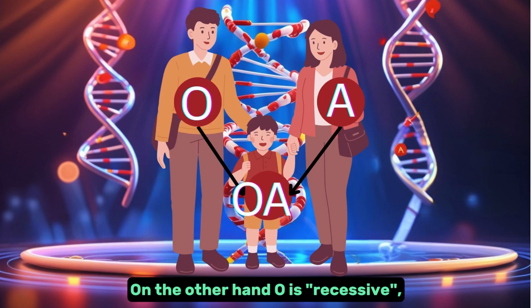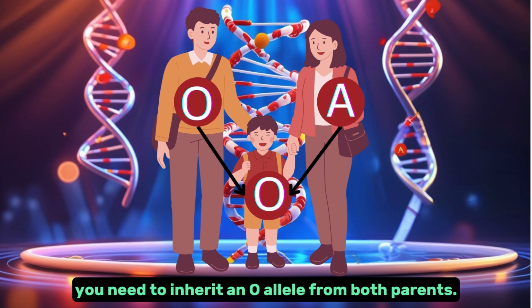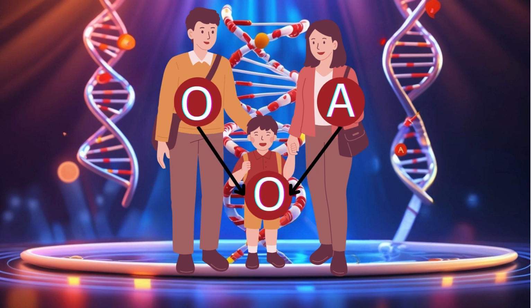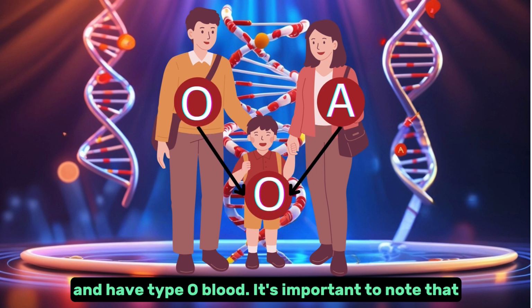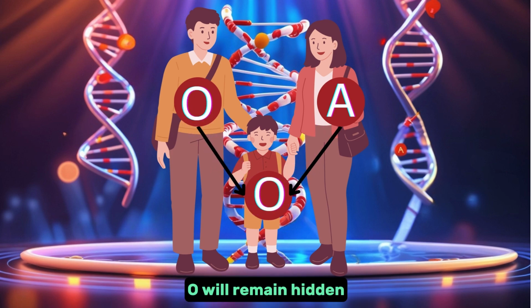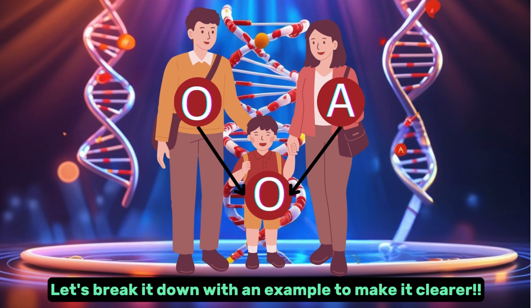On the other hand, O is recessive. For O to show up in your blood type, you need to inherit an O allele from both parents. So, if one parent is type O and the other is type A, the child could inherit an O allele from both parents and have type O blood. It's important to note that even if you inherit an A or B allele, O will remain hidden unless you inherit another O allele. Let's break it down with an example to make it clearer.